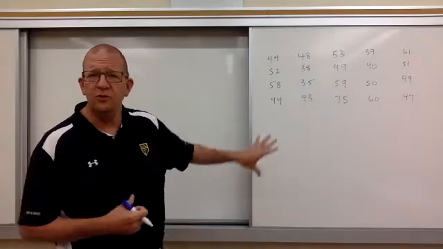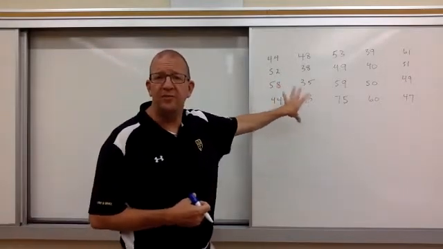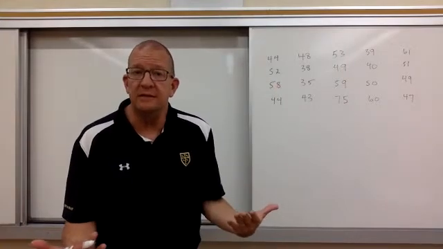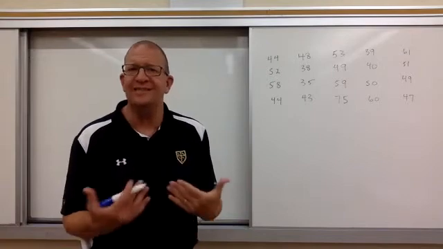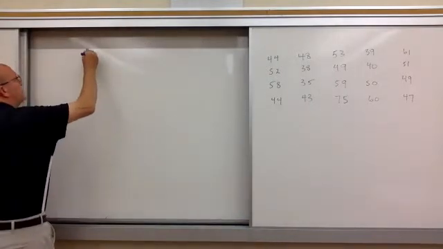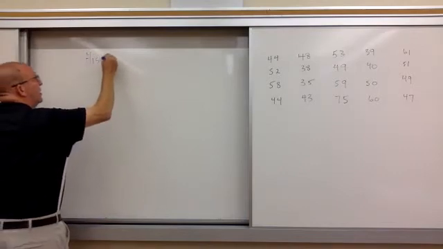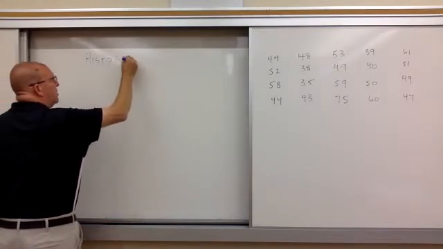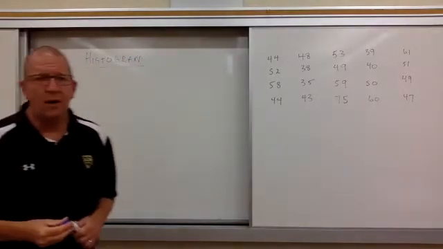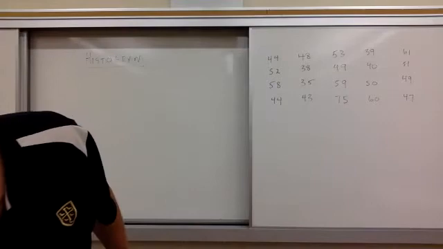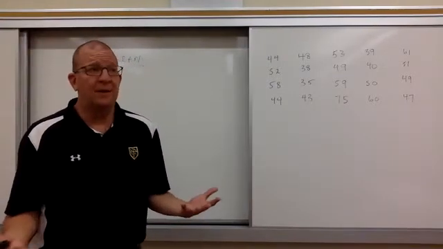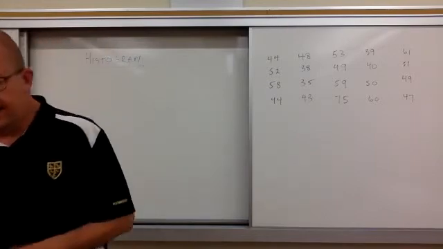So what we're going to do is come up with a way to display this information that allows us to see if there's trends, to make some conclusions, to summarize the data. So we're going to summarize the data with what's called a histogram. Now, you've seen histograms before, and we're going to talk about how to set them up tonight. Okay? So here we go.